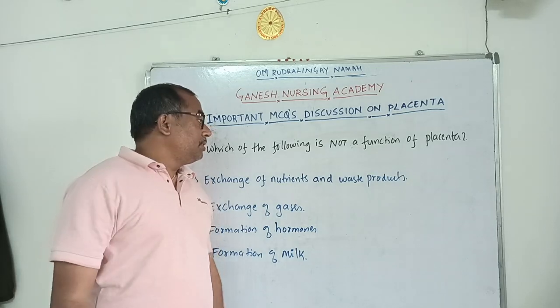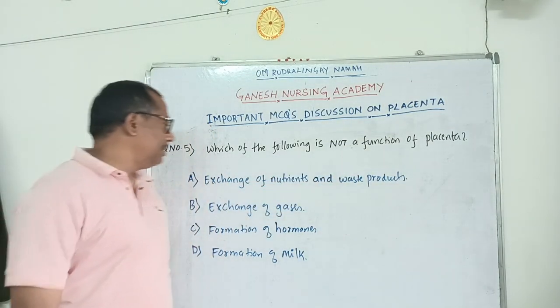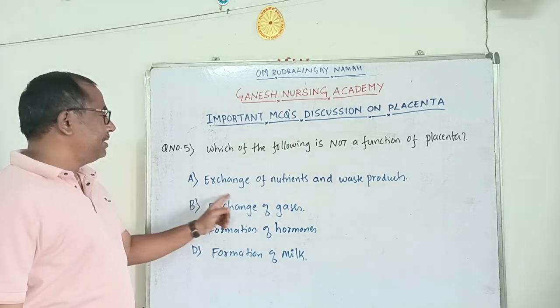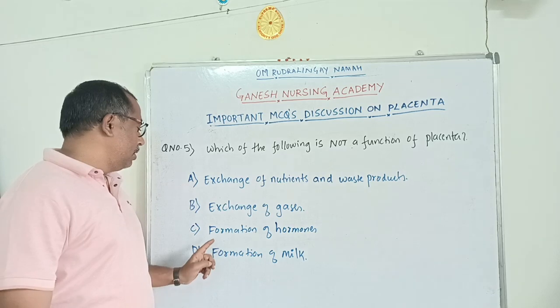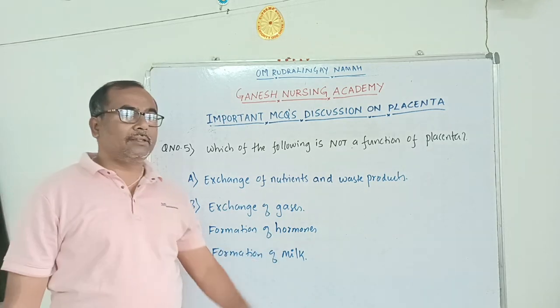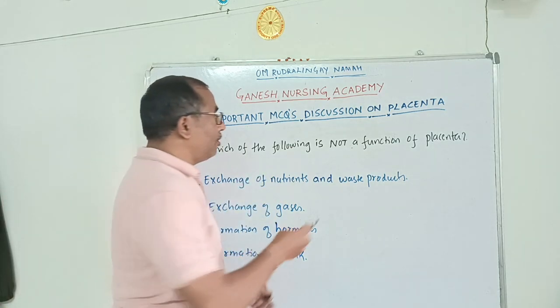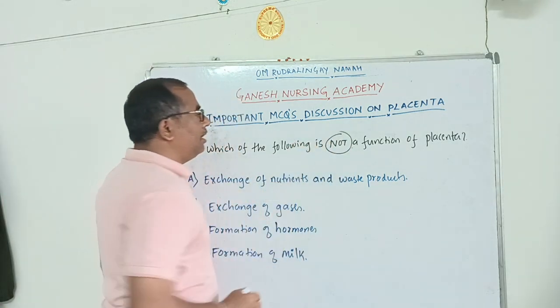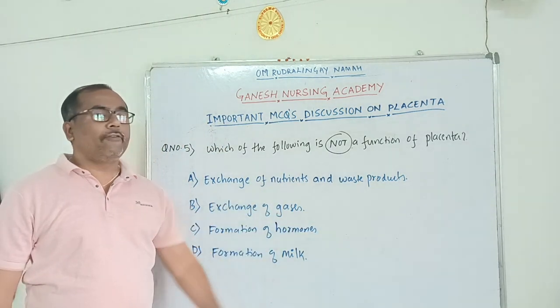Okay, dear students, let's see the next question, question number 5. Which of the following is not a function of the placenta? Option A, exchange of nutrients and waste products. Option B, exchange of gases. Option C, formation of hormones. And option D is formation of milk. First one is exchange of nutrients and waste products.